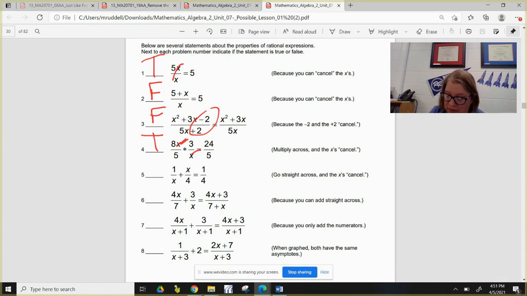What would happen if you didn't? If you just multiplied it across, you'd have 24x divided by 5x, and then you can cancel those. You can cancel with multiply. You cannot cancel with add, subtract.